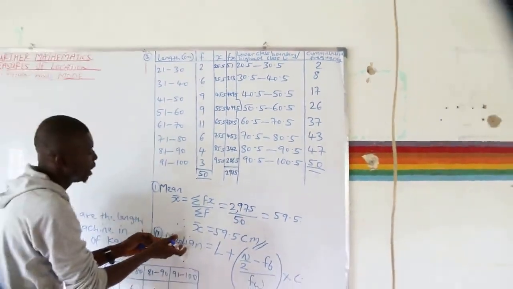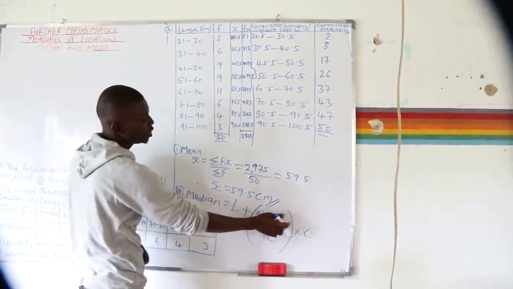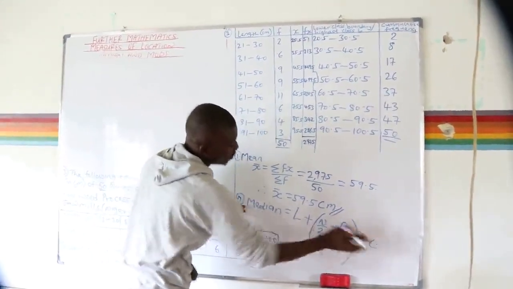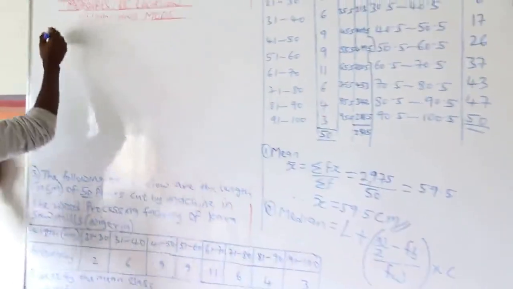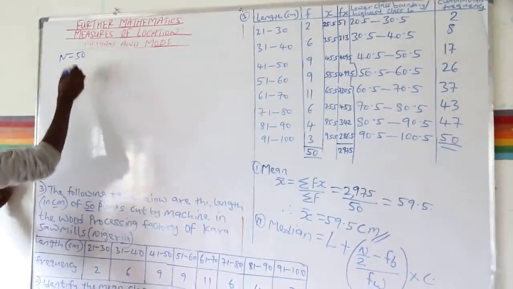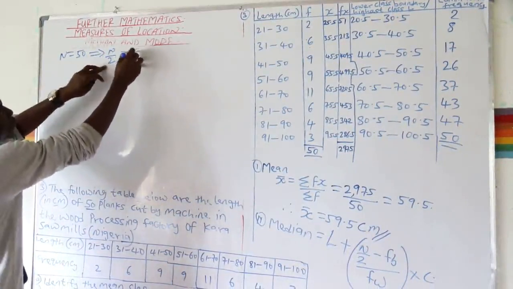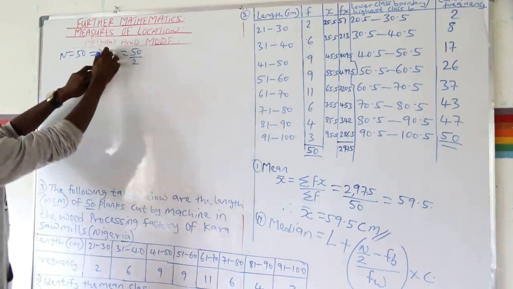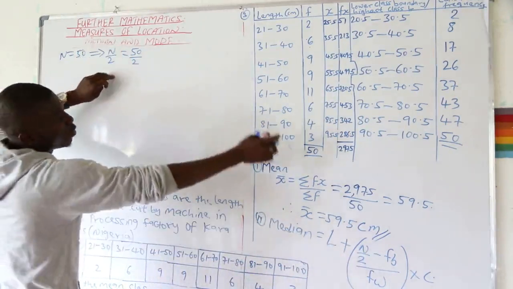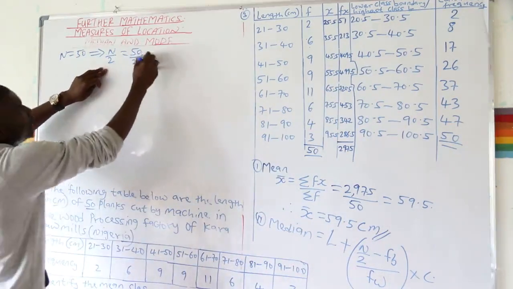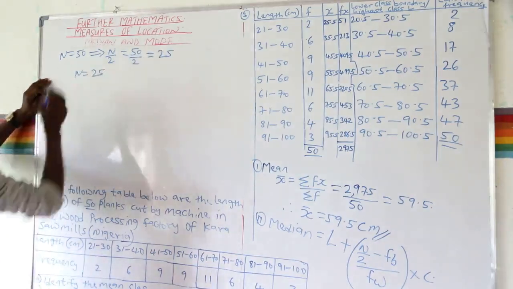Let's say find our median. Now, to find the median, our formula is L plus (n over 2 minus frequency before over frequency within) times c. The first thing is that we find the number of n. Our n is 50. Don't forget to divide n by 2. That is 50 divided by 2. Our n is the total number of our frequency, which is 50. 50 divided by 2 gives us 25. So now our value of n over 2 is 25.